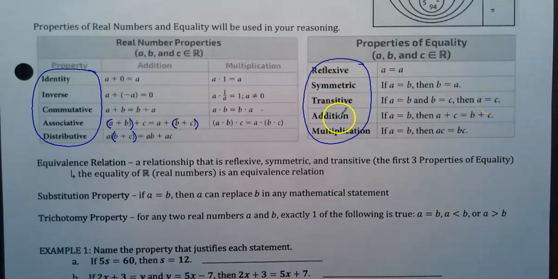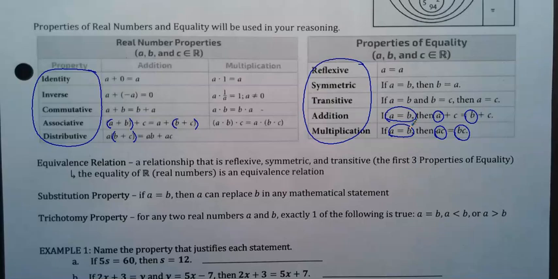The addition property of equality: if A equals B, then A plus C has to also equal B plus C because A and B were equal. So that's the addition property of equality. The multiplication property of equality says if A equals B, then A times C has to equal B times C because A and B were equal. So there are some good properties there for us to use.